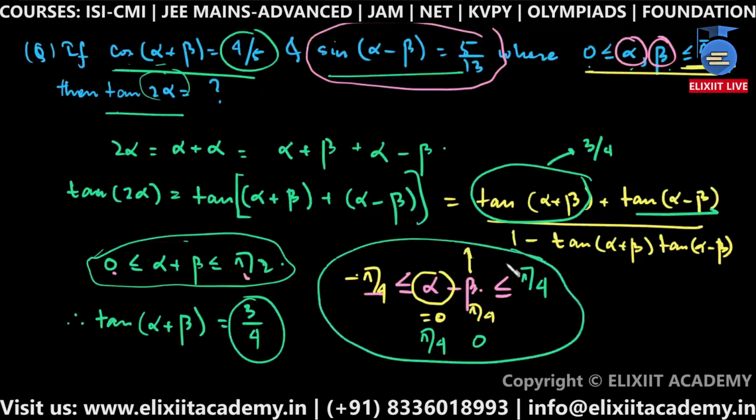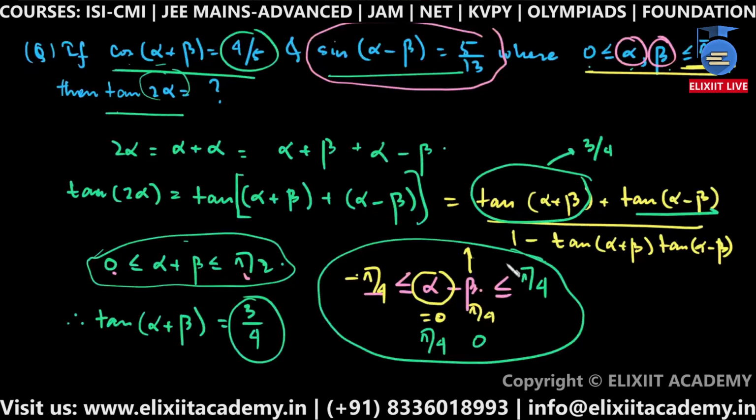Minus pi by 4 and pi by 4, and not from 0 to 0. Don't do this thing. For alpha minus beta, if you take 0 to pi by 4 for both, then what you're getting is 0 minus 0 and pi by 4 minus pi by 4. No, definitely no. That is a complete blunder. The value of this is 0. No.